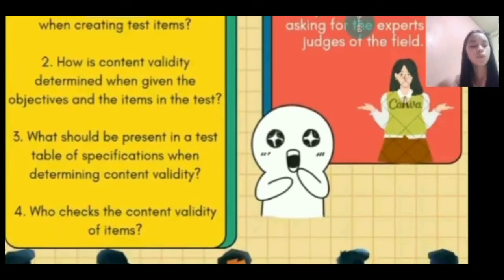So the one who checks the content validity of the items is the coordinator of a particular subject or the expert of that particular field. So they are the ones to check the content validity of the items. They check if the objectives of the lessons and the test items are connected to each other.